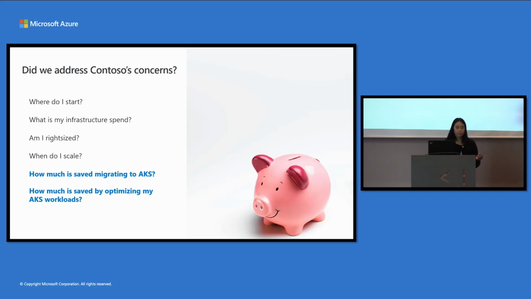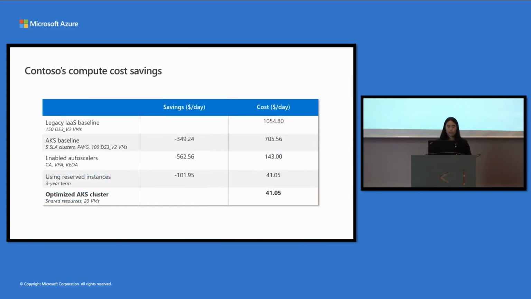And there are 2 questions that are outstanding. So how much is saved by migrating to AKS, and how much is saved by optimizing my AKS workloads? Let's take a look at this slide one last time. We keep adding line items to the bottom of it and see that cost keep ticking down. So this is the main punchline of this session.